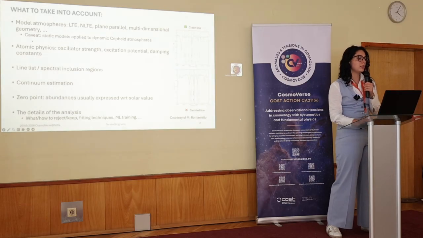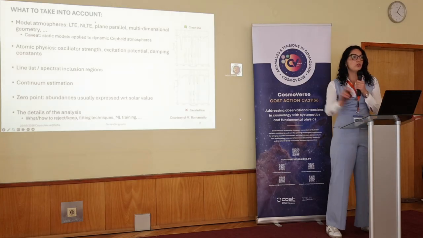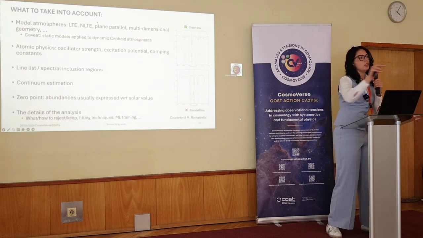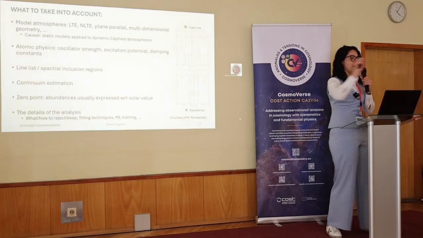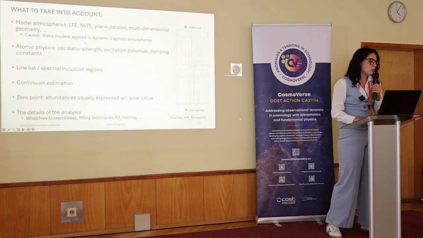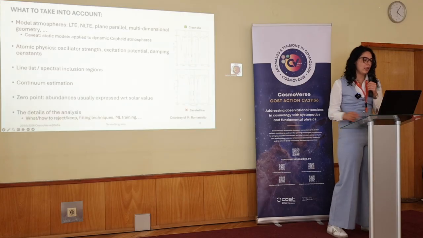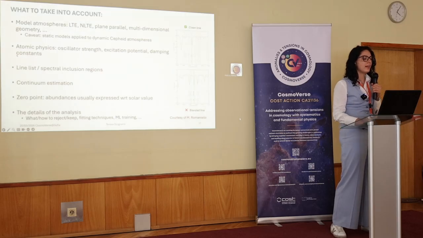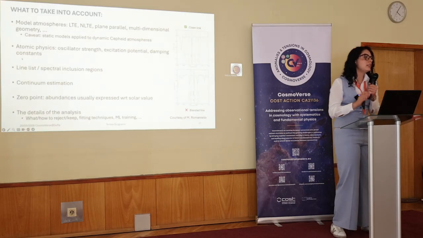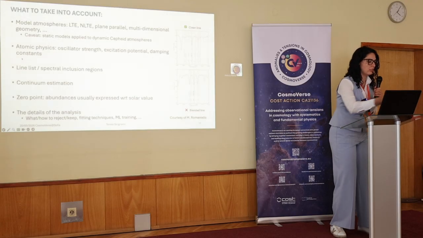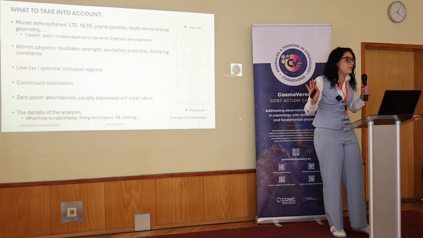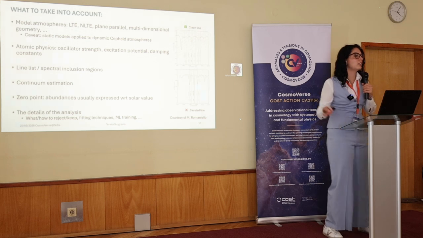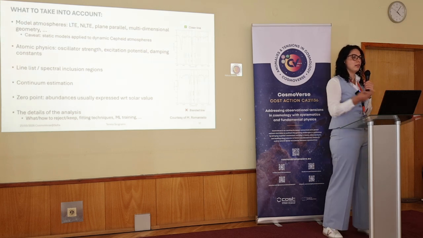Then there is the continuum estimation, because as I've told you, we want to normalize the spectrum, and this means we need to estimate the continuum of the black body and remove it. At that point we have a normalized spectrum. Then we have to take into account the zero point, which I was telling you about: everything is expressed with respect to the solar value. And then the details of the analysis, which are worse than all of this, because they are linked to the observer, the person doing the analysis. I can decide to keep or not keep a line, something like this.